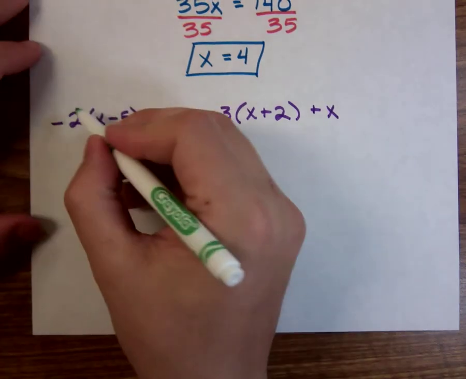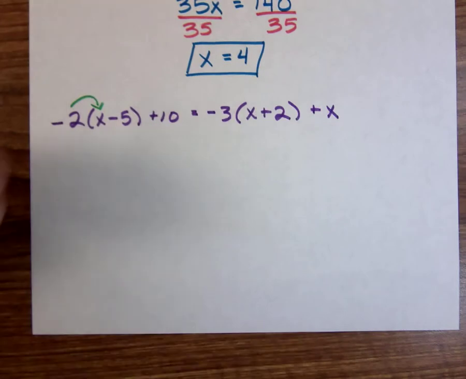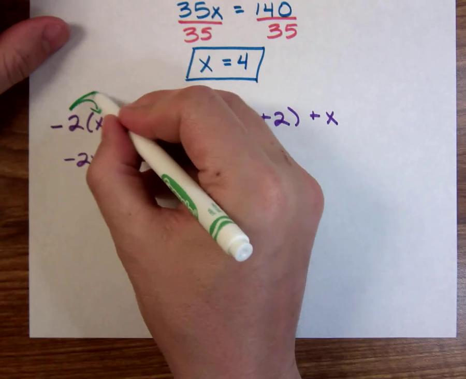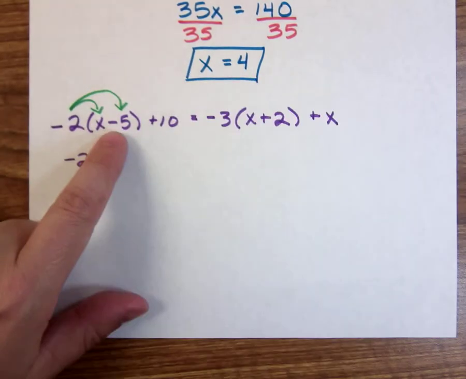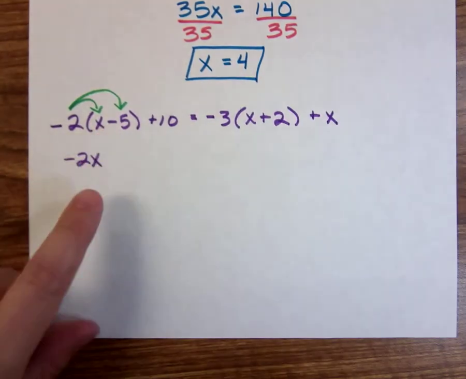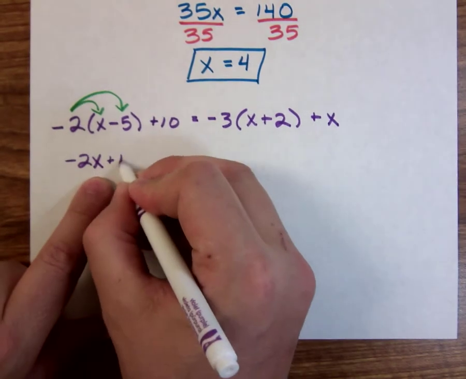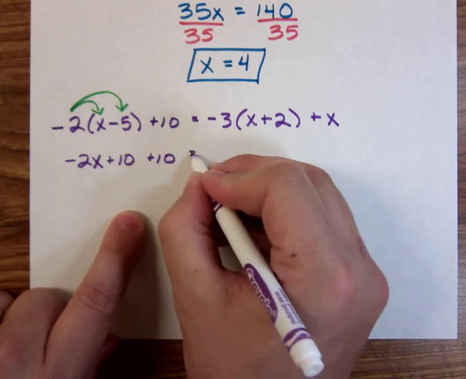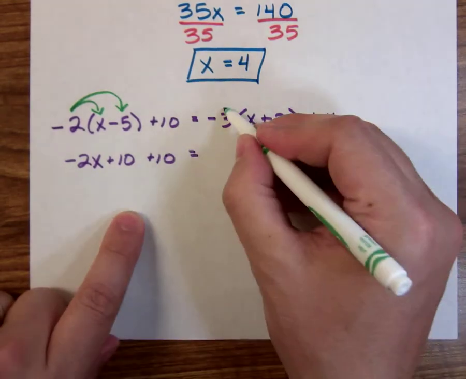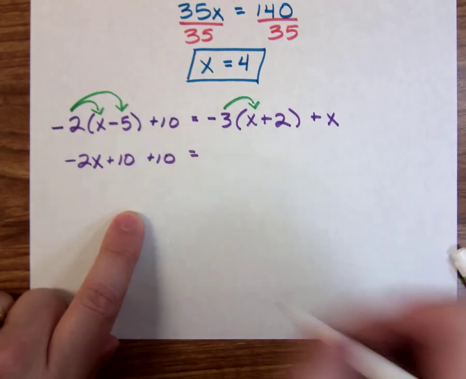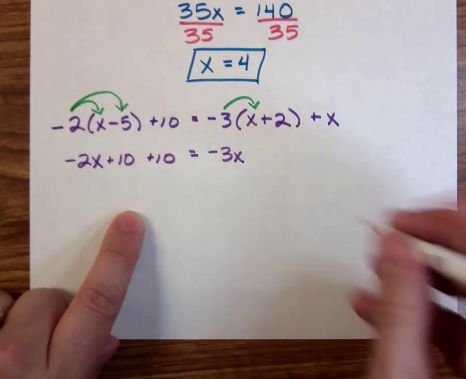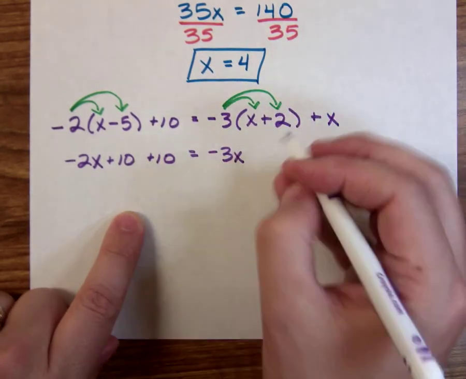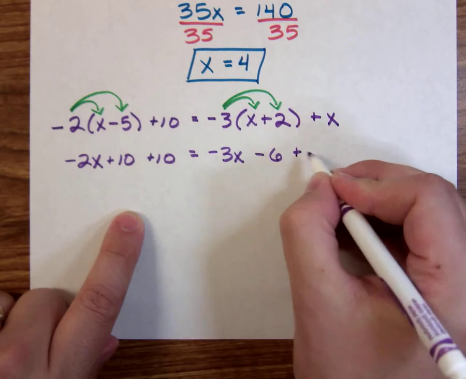So let's do that. I'm going to do negative 2 times x. That is negative 2x. Now be careful here. Negative 2 multiplied by 5, but there's a minus sign in front. So it's going to be a positive 10. Okay, bring down the plus 10. Equals, and then we'll distribute here. Negative 3 times x. That's negative 3x. And then negative 3 times 2. Negative 6. Plus x.